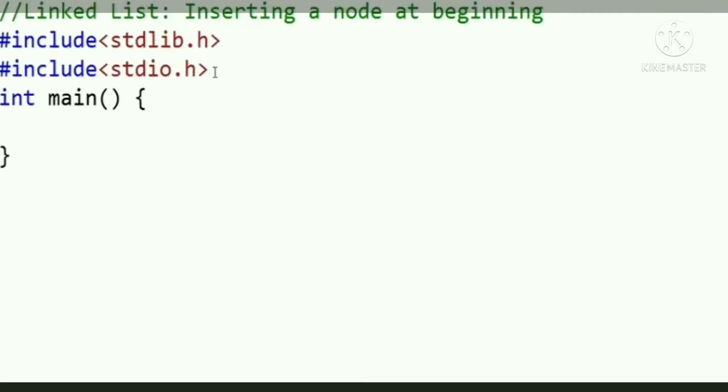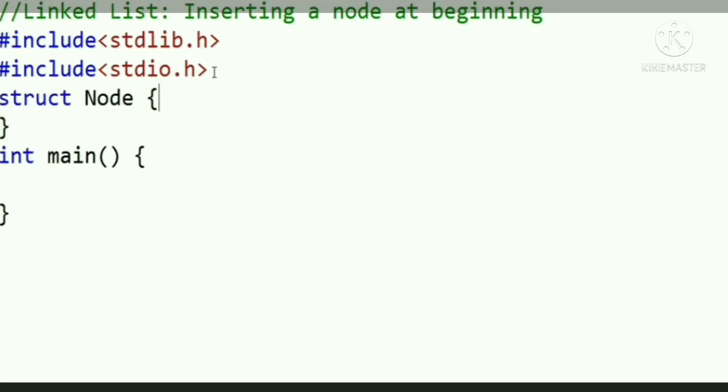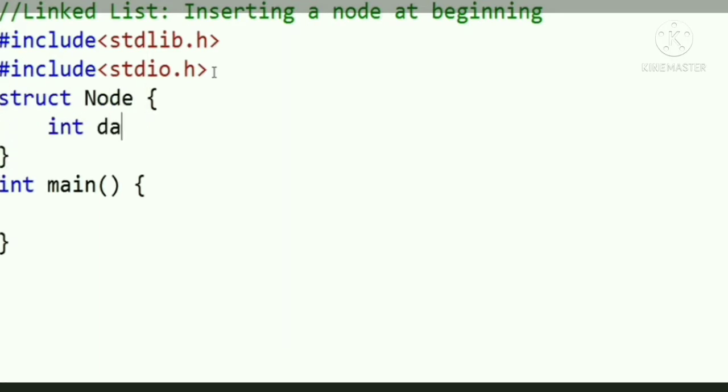I will write a C program here. The first thing that we want to do in our program is that we want to define a node. A node will be a structure in C. It will have two fields, one to store the data. Let's say we want to create a linked list of integers, so our data type will be integer. If we wanted to create a linked list of characters, then our type would be character here.